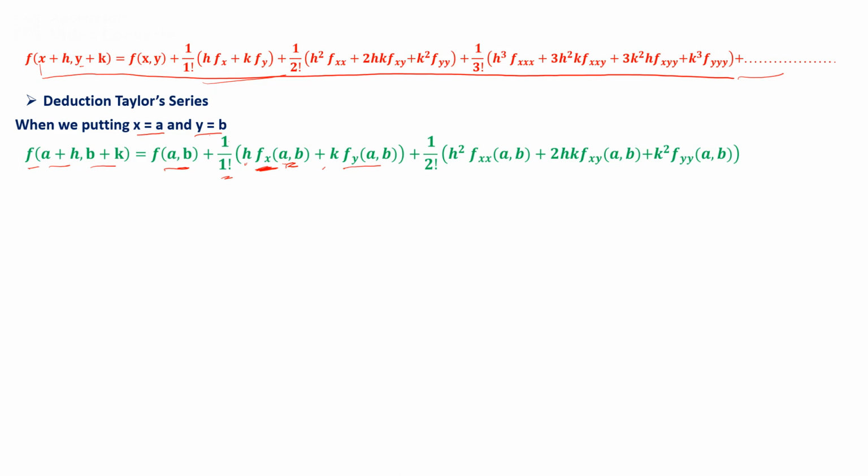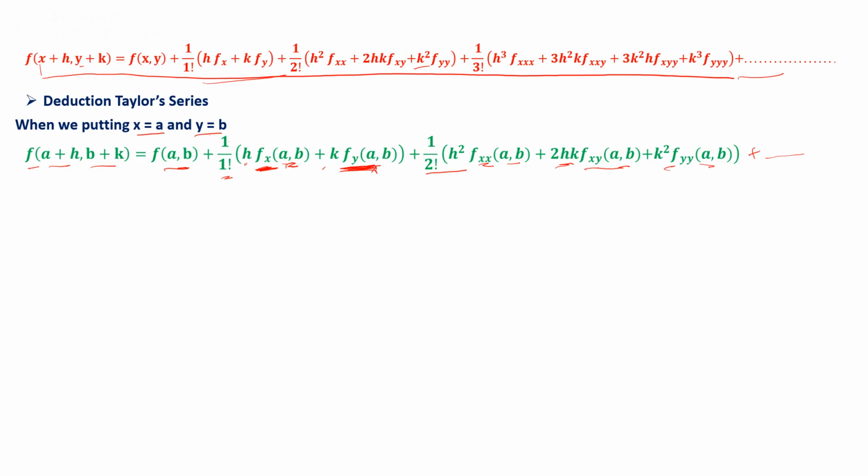Here why we write ab? It means the partial derivative of a function with respect to y at point (a, b). Means first you take the partial derivative with respect to y, then you put the value: x with a and y with b, plus 1 upon factorial 2 [h square f_xx(a, b) plus 2hk f_xy(a, b) plus k square f_yy(a, b)] and so on.